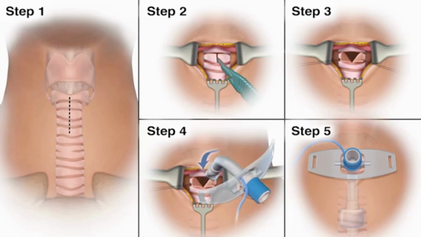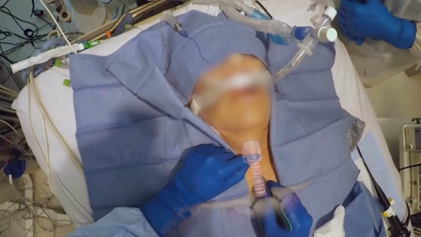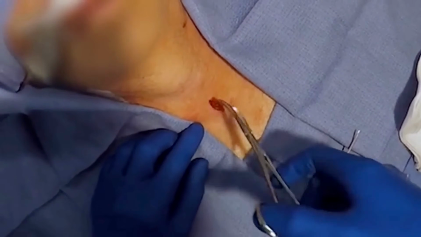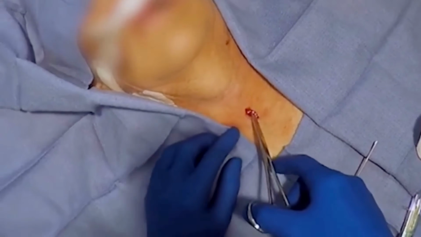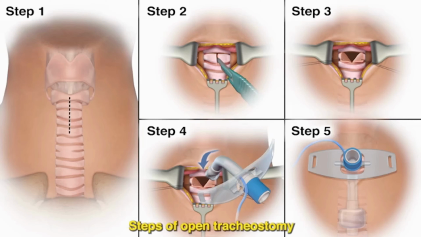Once the membrane is identified, make a horizontal incision through it. Air movement may be felt or heard at this point. Dilate the opening using your finger or a dilator. Keep the tract open. Insert the tracheostomy tube or endotracheal tube through the opening and into the trachea.